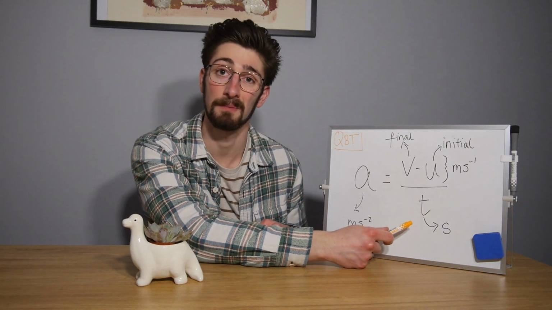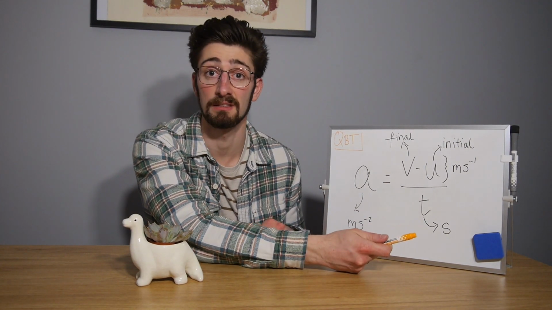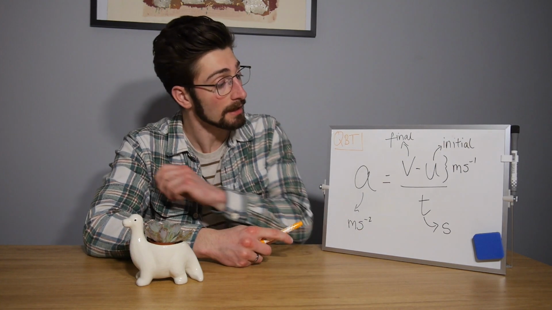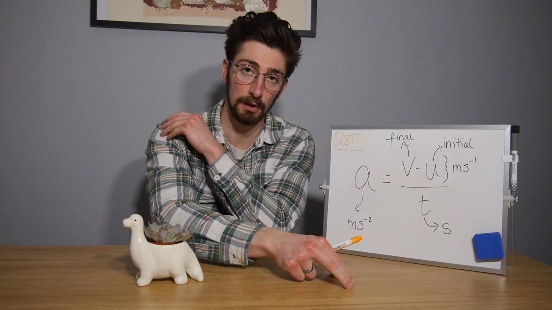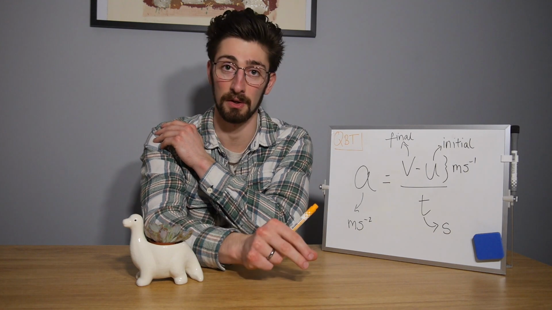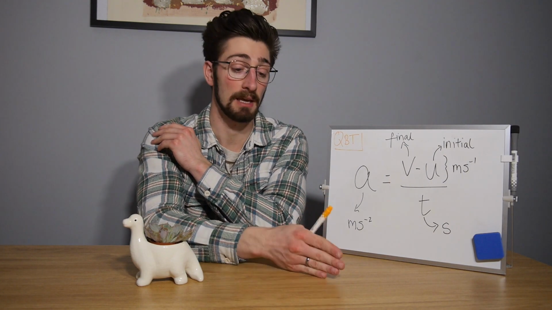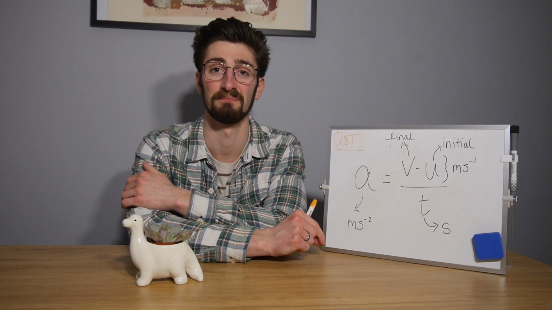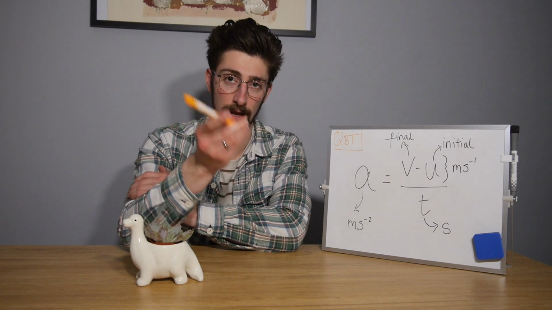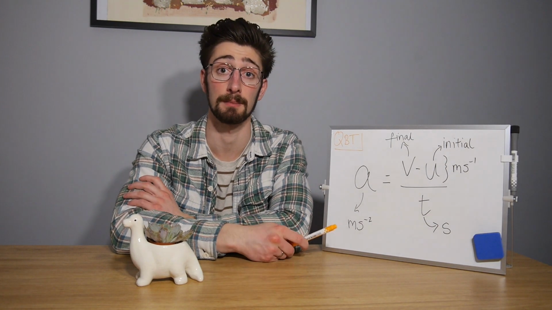And then T is just time, and that's in seconds. So what we're doing is calculating the change in the velocity, the final velocity minus the initial velocity, and we're dividing it by the time that it takes for that to occur. And this is what gives us our acceleration. Why don't you take a look at this explanation, and maybe it will help you understand it a bit more.